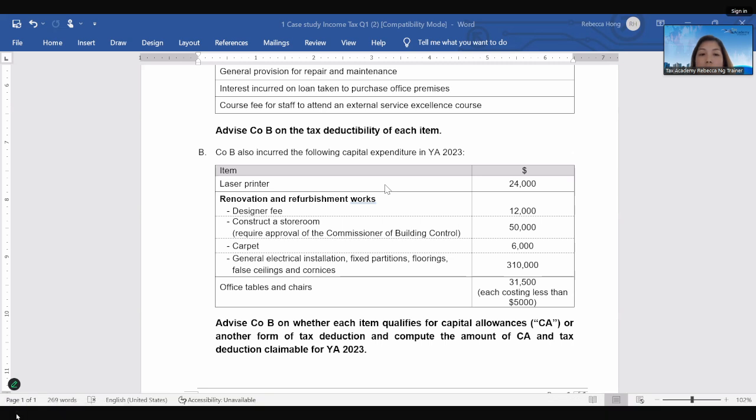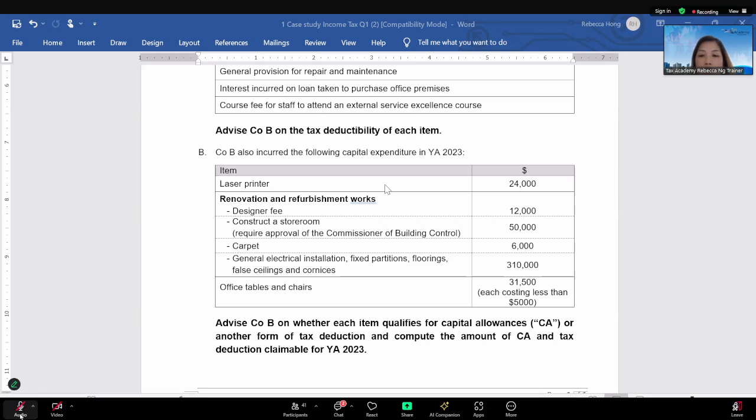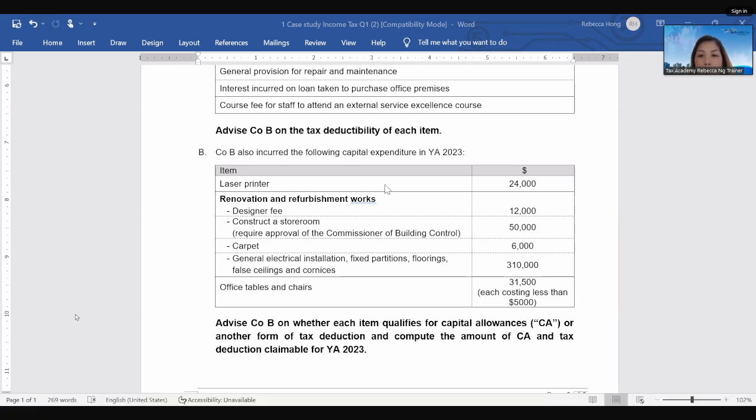Okay. So how about office tables and chairs that cost less than $5,000 each? Capital allowance. Yes. Okay, so we will talk more about capital allowance in our next session. So this session we talk about the taxability of income as well as deductibility of expenses.